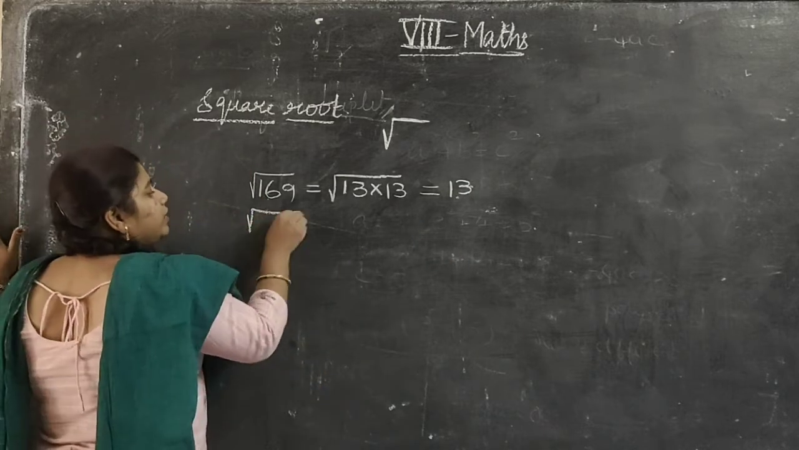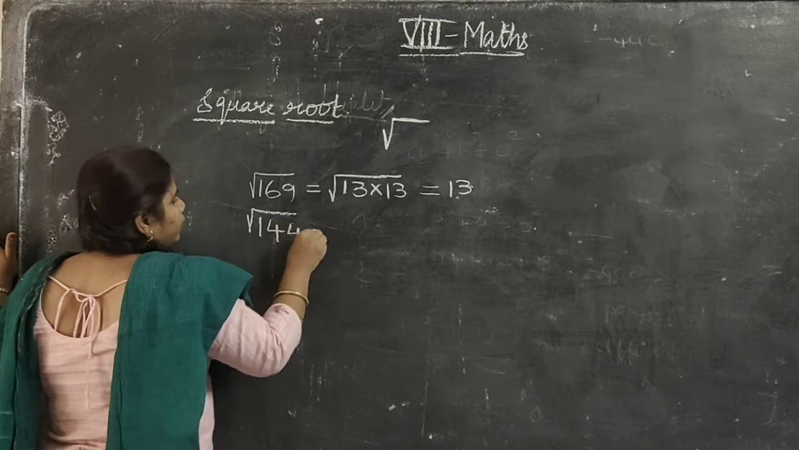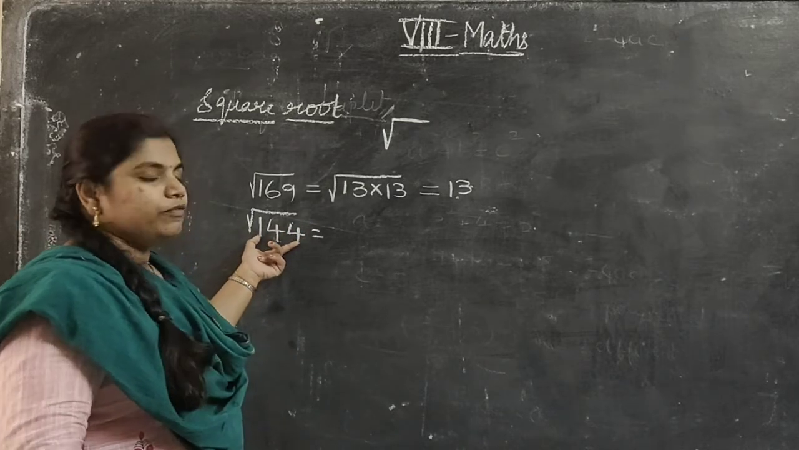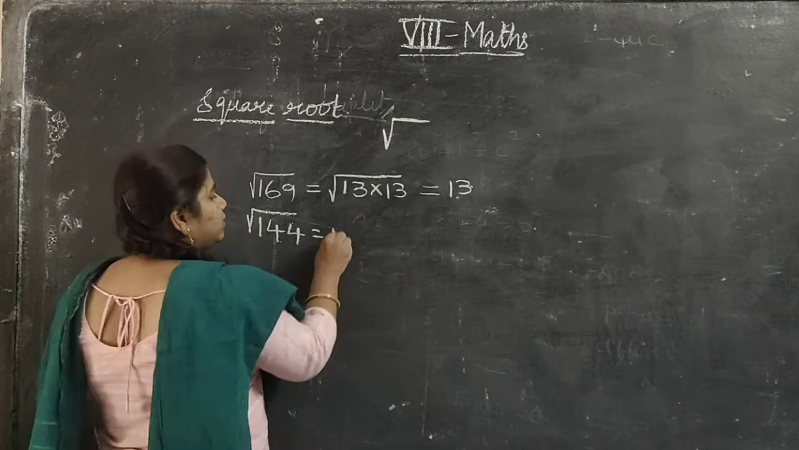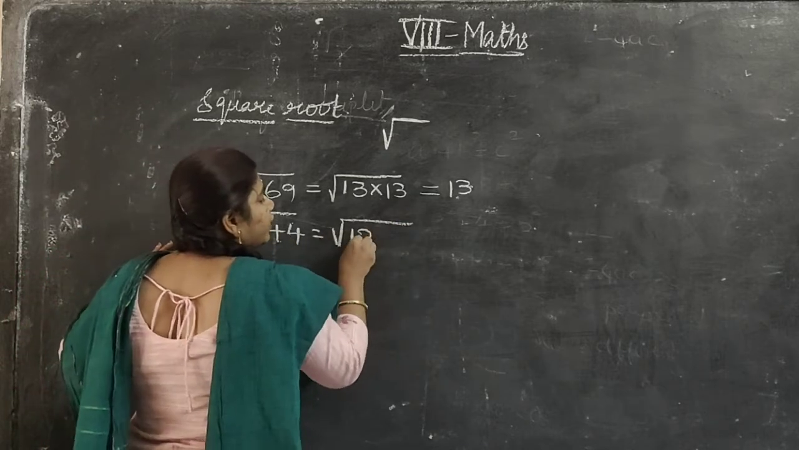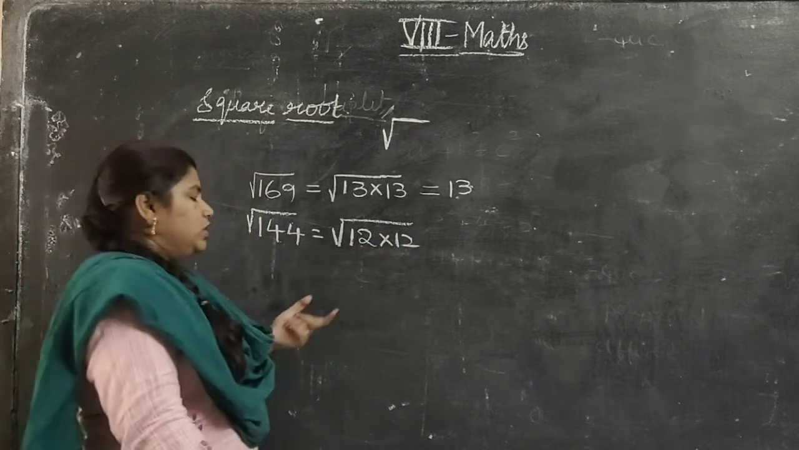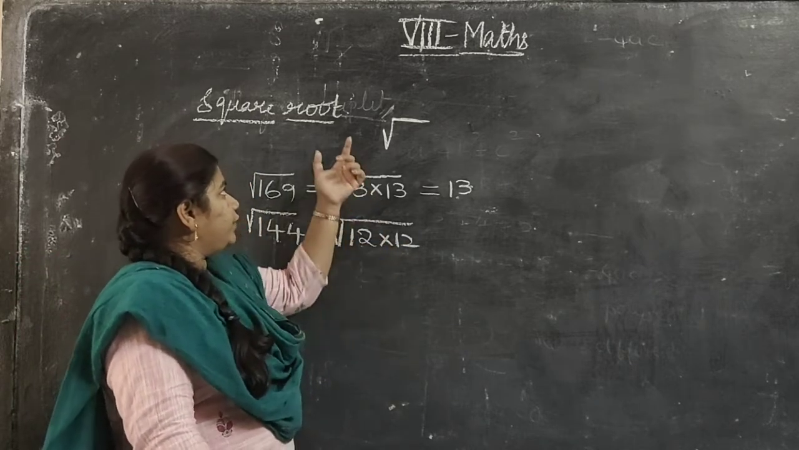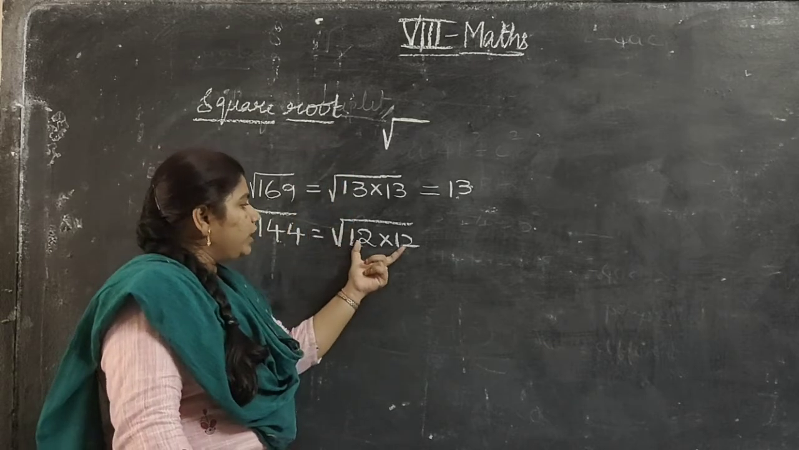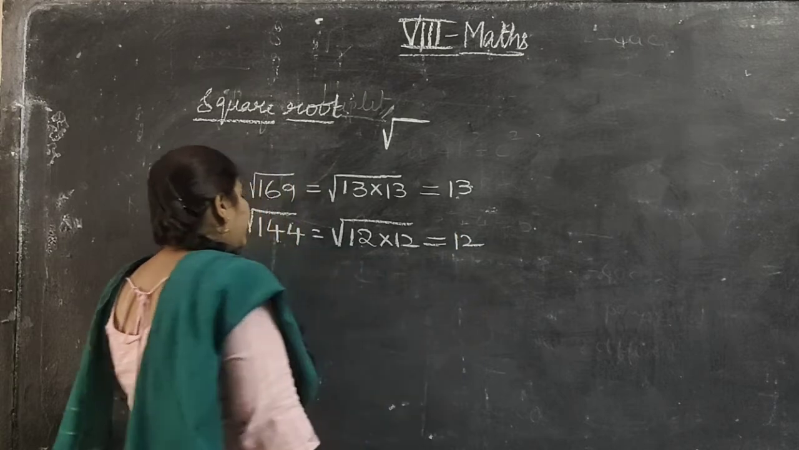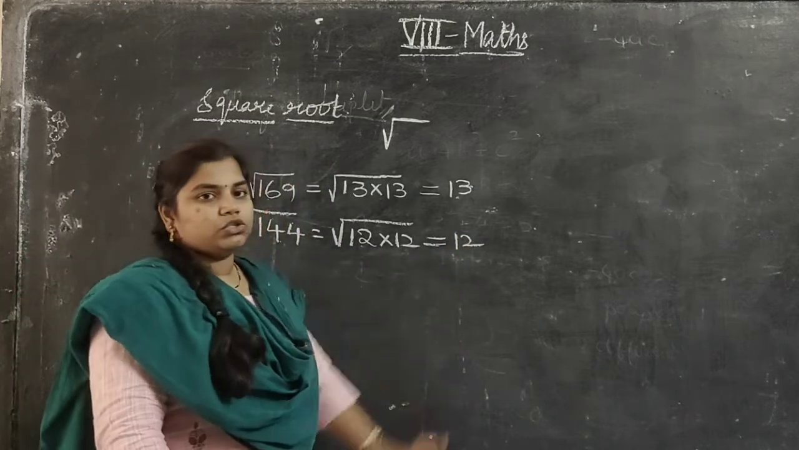In the same way, take 144. 144 is also a perfect square, and we can write 144 as the product of two equal factors, 12 into 12. So 12 into 12 is 144. To find the square root, we take only one of these factors, that is 12. So the square root of 144 is equal to 12.